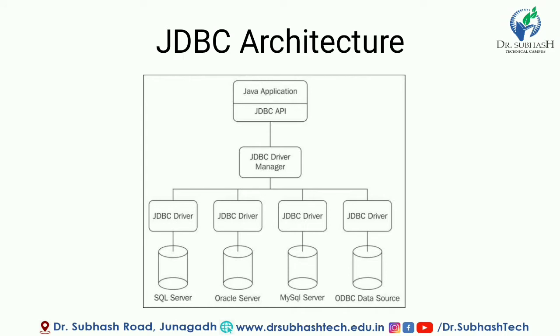In the JDBC architecture you can see at the top the Java application, which uses the JDBC API for connecting to any database. At the bottom level you can see the various databases. First is SQL Server, second is Oracle server, third is MySQL, and fourth is ODBC data source. These are the various data sources available. Now our task is to connect these databases from our Java application.